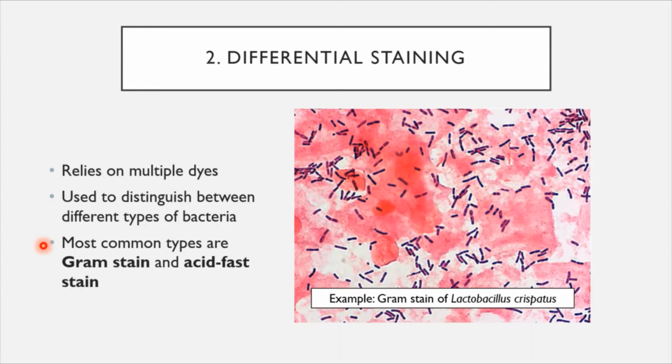The most common types of differential stains that are used clinically today are called the gram stain and the acid-fast stain. The image that you see right here is of a gram stain, and as you can see, there's not just one but two different colors going on here. Because the gram stain, being a differential stain, allows you to distinguish between different types of cells in the same sample based upon a characteristic of their cell wall. Let's take a look at how the gram stain and the acid-fast stain work, starting with the gram stain.